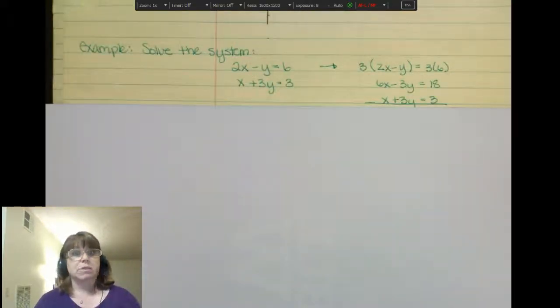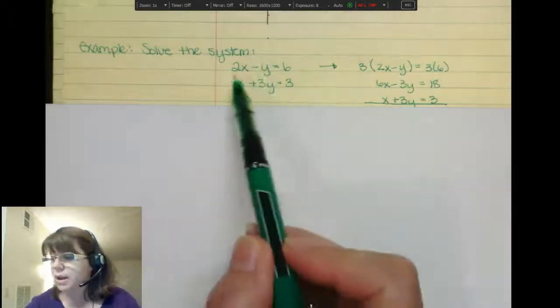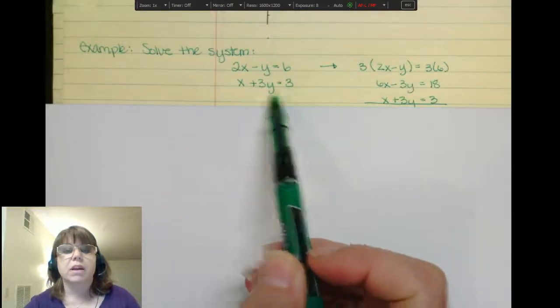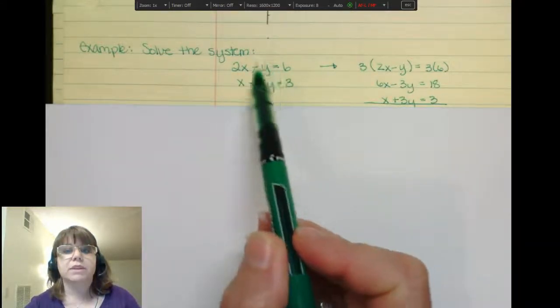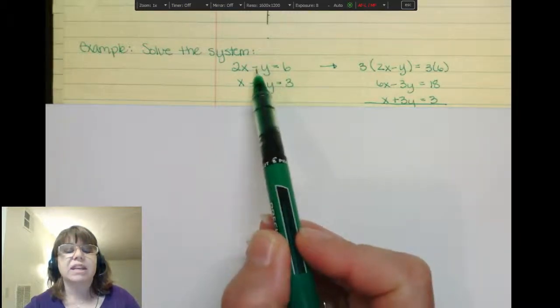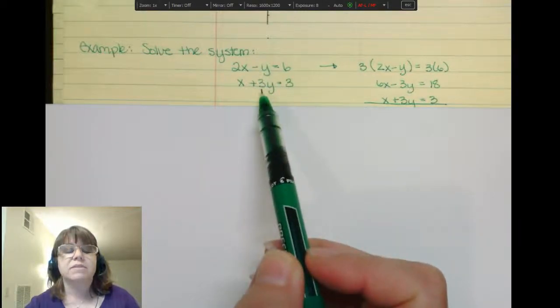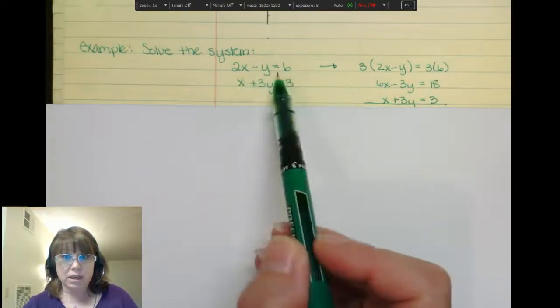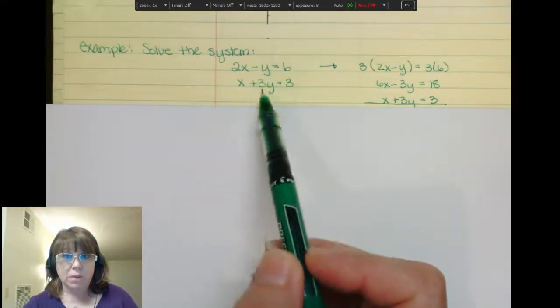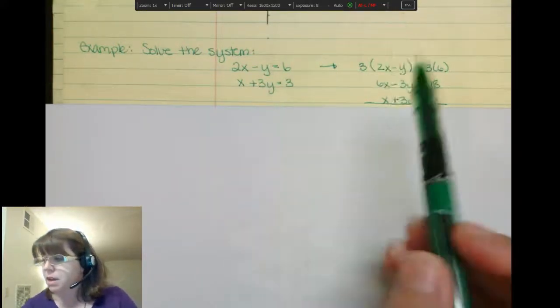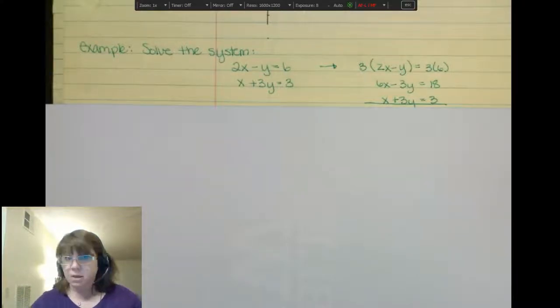Let's try another example. So we have the system of 2x minus y equals 6, x plus 3y equals 3. I can't eliminate my variables here, but I'm going to choose to try and eliminate the y because I have a negative y and I have a positive 3. So if I multiply that top equation by 3, I'll get a negative 3y and a positive 3y, and I'll ultimately be able to eliminate the y. I could try to eliminate the x's, but I'm going to just choose to eliminate the y's right now.